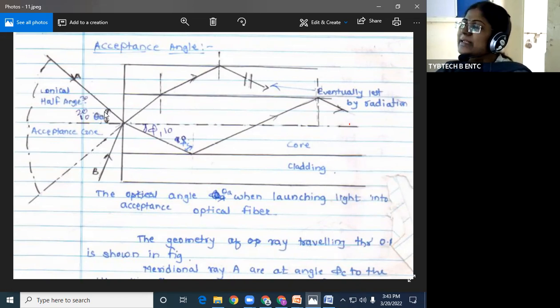काही काही एक्सेप्शनल केस मध्ये काही न्यूमरिकल्स मध्ये ऑप्टिकल फायबर इन्सर्टेड इन वॉटर असं दिलेलं असतं, तेव्हा फक्त तो वॉटरचा रिफ्रॅक्टिव्ह इंडेक्स येईल. Here 90% it is considered as air. So N0 is refractive index of air and that is equal to 1. So it is entering from air into core.